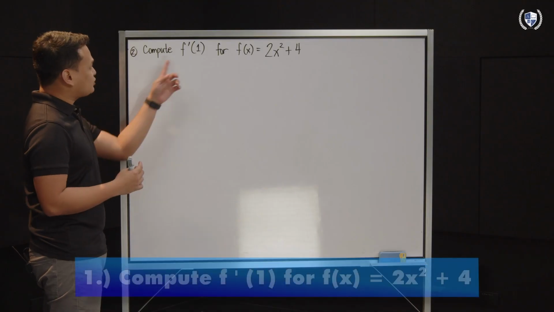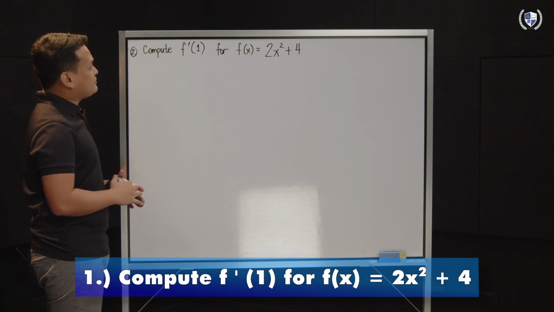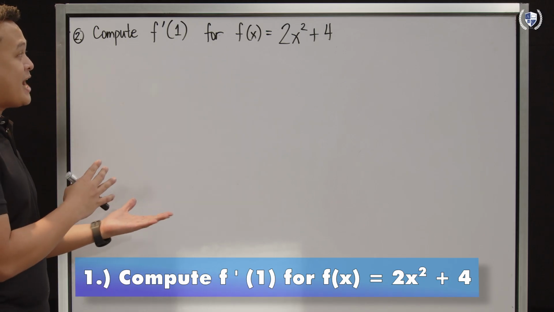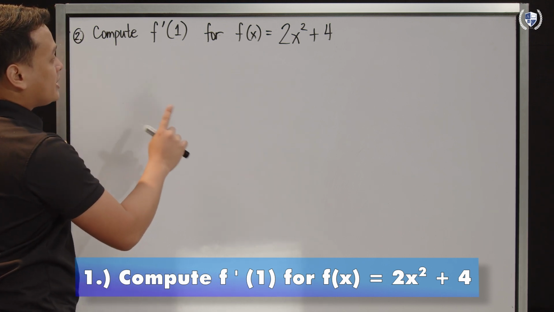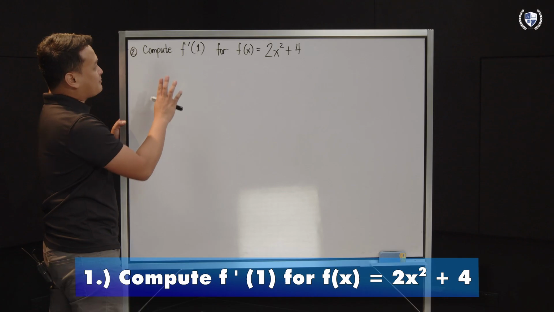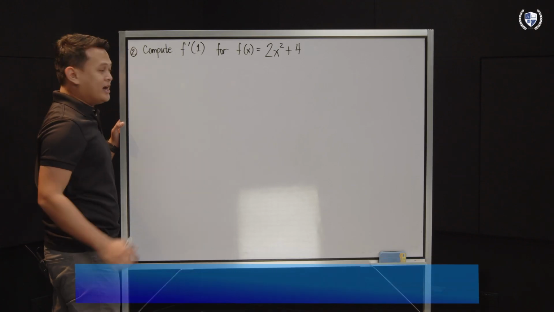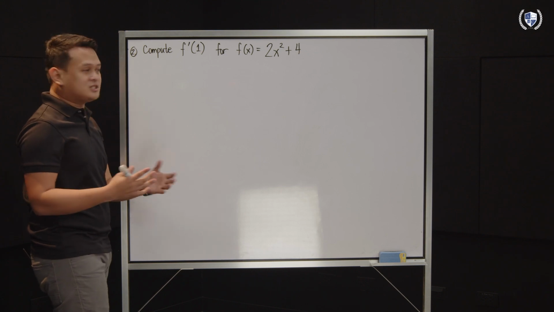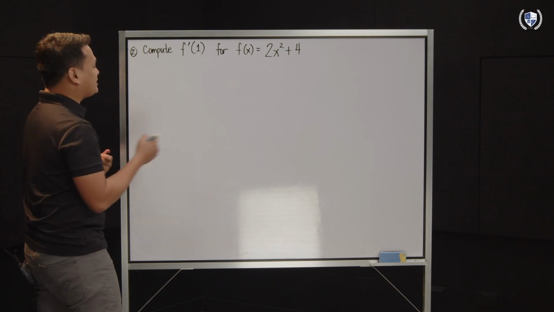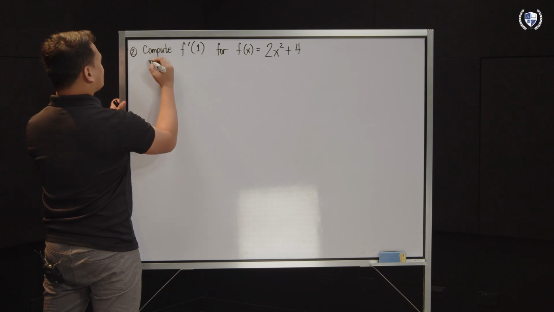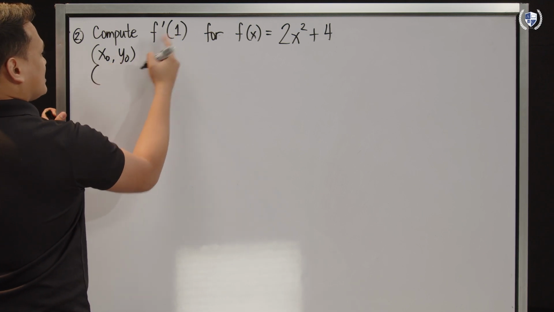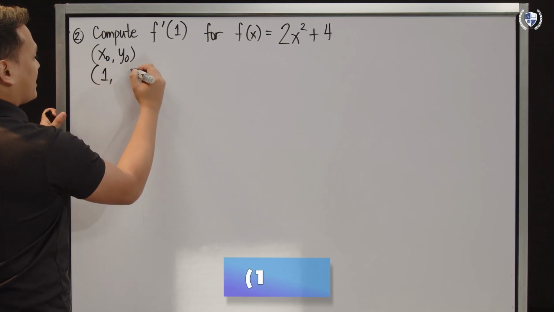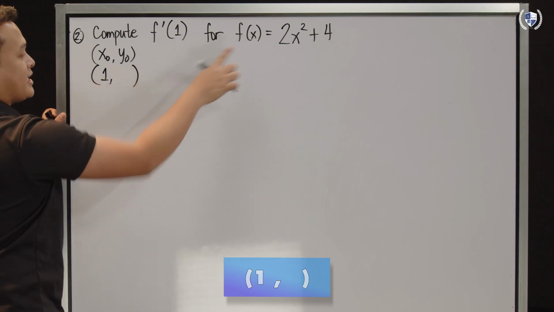Now, let's have another example. Let's say we're still trying to compute the derivative of our f of x pero binago niya naman yung ating function. Our function here is given by the expression 2x squared plus 4. Pero ang value ng x naught natin is still 1. So para mas madali, I would suggest, hanapin nyo na kagad yung coordinates ng point natin. Yung kapartner ng 1 natin. So you have x naught, y naught. X naught here is equal to 1. Para magkaroon siya ng kapartner, substitute natin si 1 doon sa ating expression.